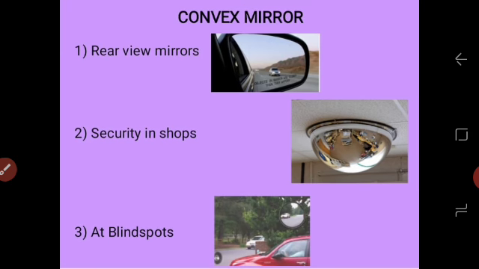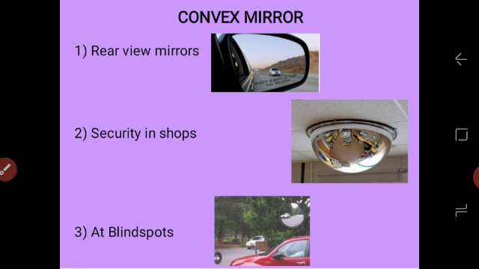Convex mirrors are also used for security in shops. Now these convex mirrors, as you can see in the picture, are fitted on the ceiling, where a person sitting at one point can have a 360-degree view of the shop. So the mirror fitted on the ceiling captures a wide field of view and thus helps in maintaining the security in shops.